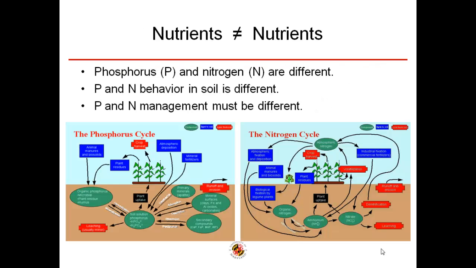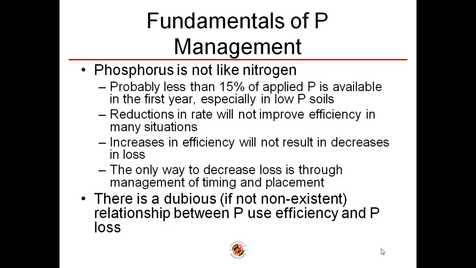The other thing, kind of basics, background, introduction to soil science 101. Some of you might not have known this, but phosphorus and nitrogen are different. That was a joke. I expect everyone in the room knows that phosphorus and nitrogen are different. And they behave differently in the soil. They have different cycles, and therefore their management must be different. And so this goes into the justification for using something like the PMT.